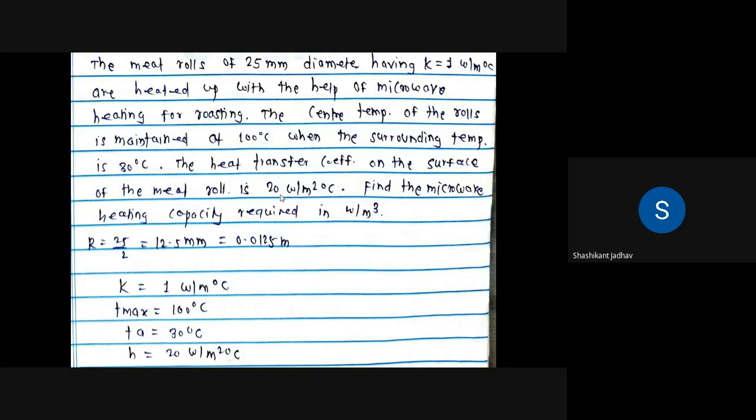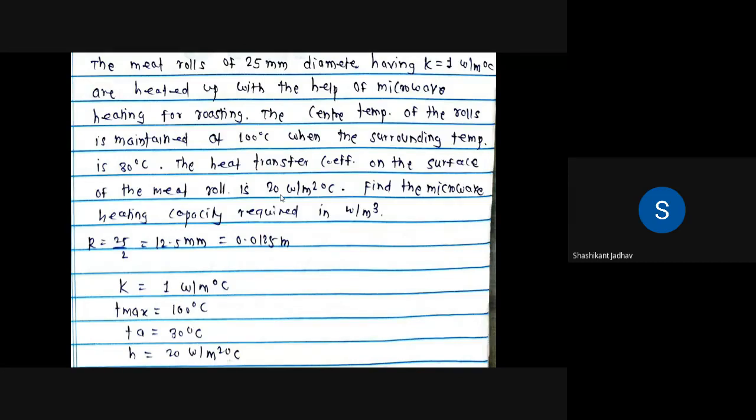Write down: the meat rolls of 25 diameter, having k is equal to 1 watt per meter degree Celsius, are heated up with the help of microwave heating for roasting.